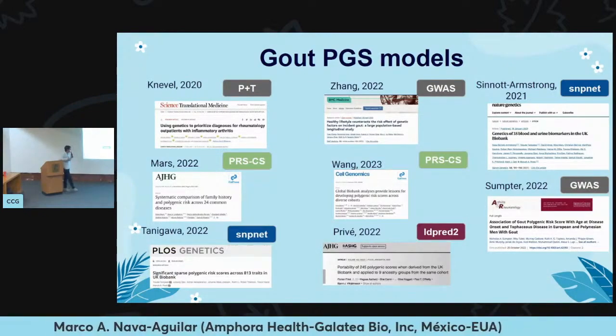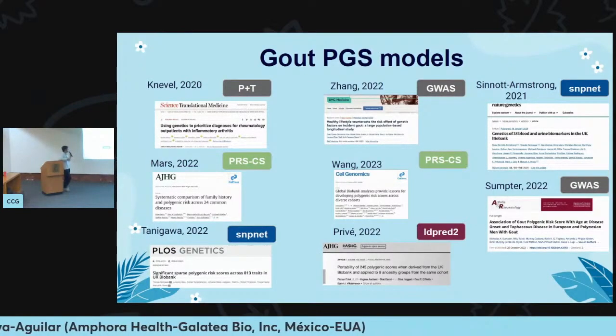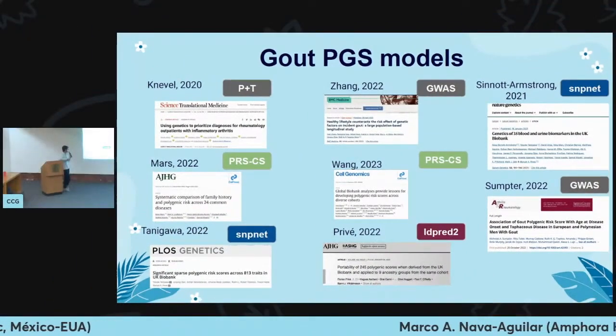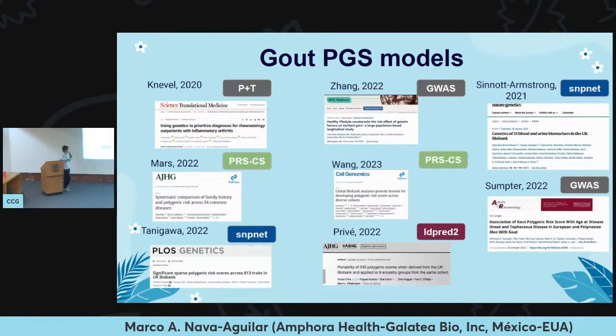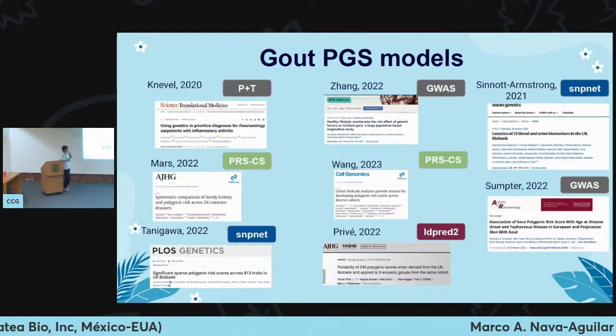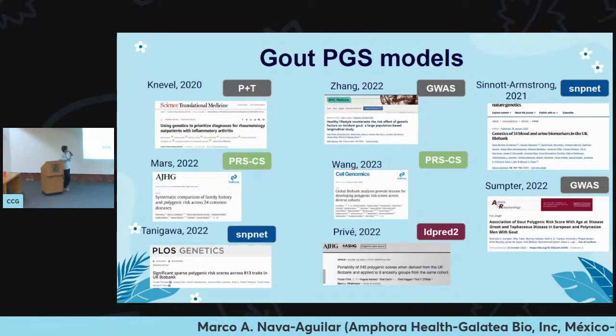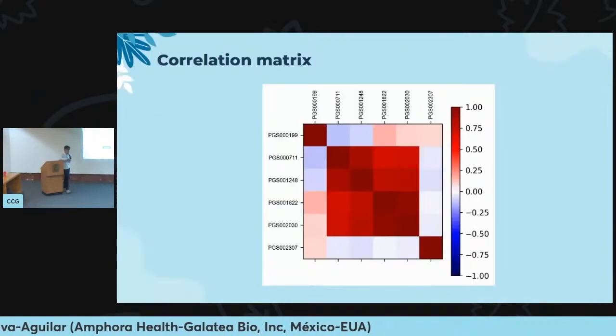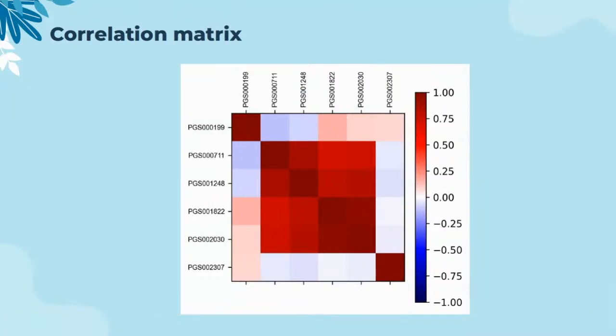What are these public models? These are from very renowned journals. For example, this one in Nature Genetics that uses SNPnet to train the model. This one, Privé, published in the AJHG, using LDPred. Armstrong, trained with LDPred, some other GWAS, and this other method called PRS-CS. Okay. Well, this is a correlation matrix between all the models.